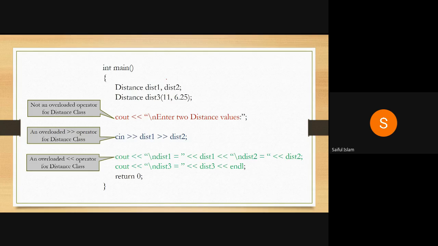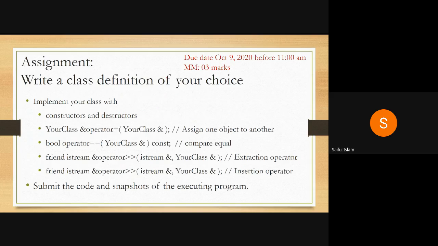Now you can try some operator overloading. I have designed an assignment for you. It is a simple assignment. Again, the due date is 9th October, and again it is a hard deadline. You have to submit it by October 9, 11 a.m. Why this date? Because tomorrow I hope is a holiday, and Friday I'm not going to engage a class, so you can do it by that time.